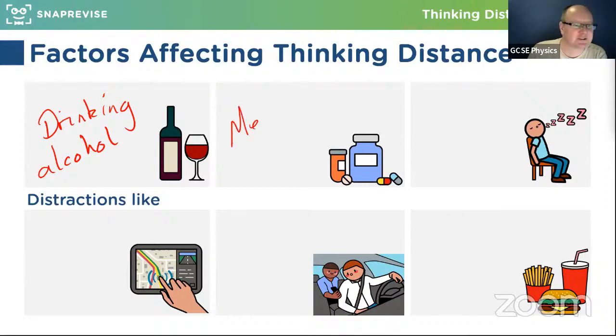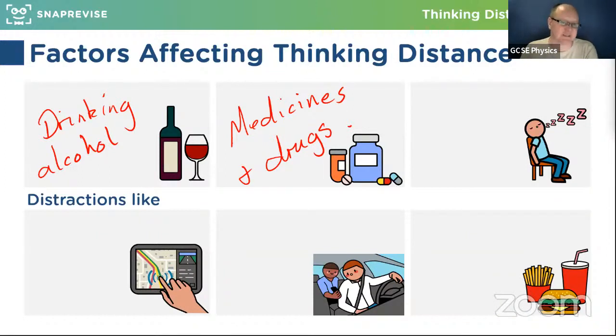Drugs and medicines can also affect your thinking distance. Prescription drugs and medicines, as well as other drugs and medicines. So depending on the type, they can extend or maybe in some cases even shorten your reaction time. But many drugs, particularly painkillers, can extend your reaction time and therefore increase your thinking distance. If you're tired, then your brain is going to take longer to process any external stimulus. So that's going to increase your thinking distance because it's going to extend your reaction time.